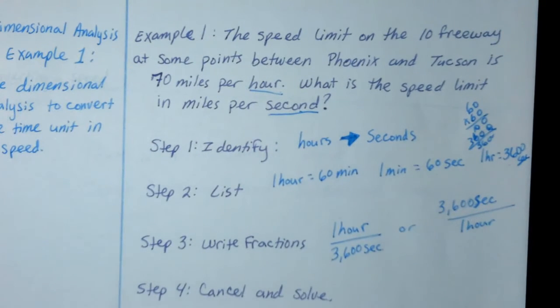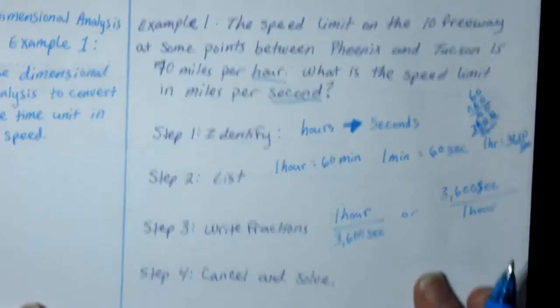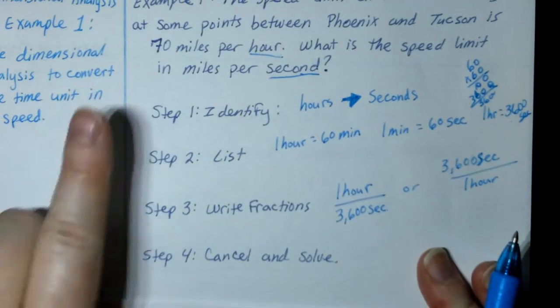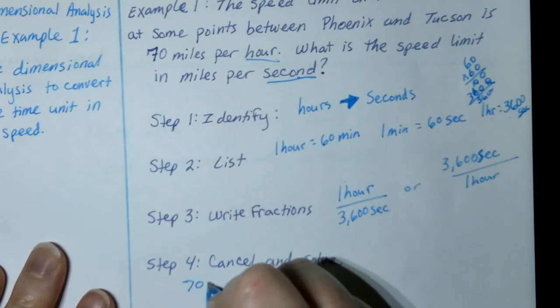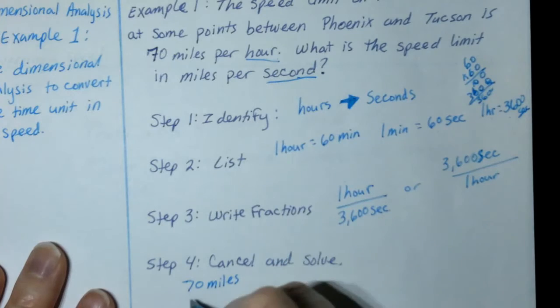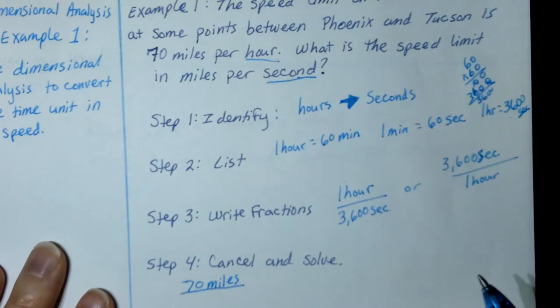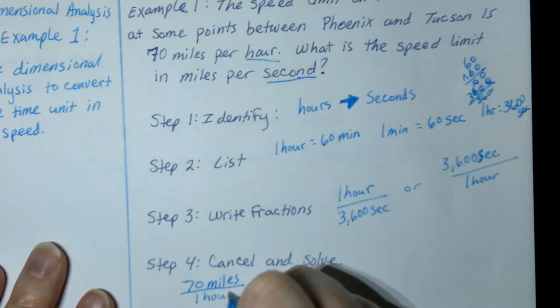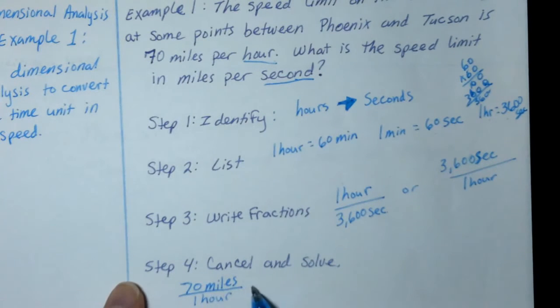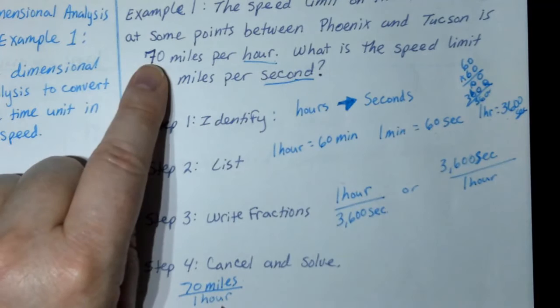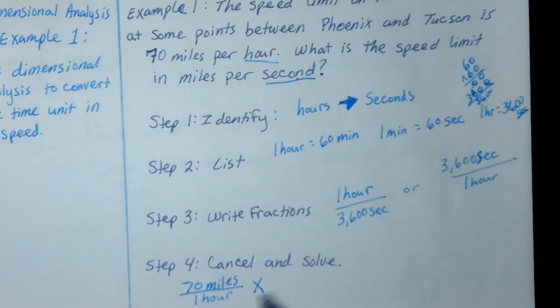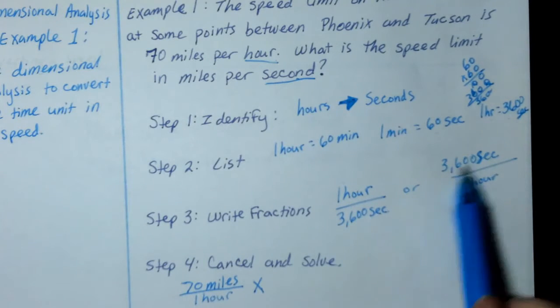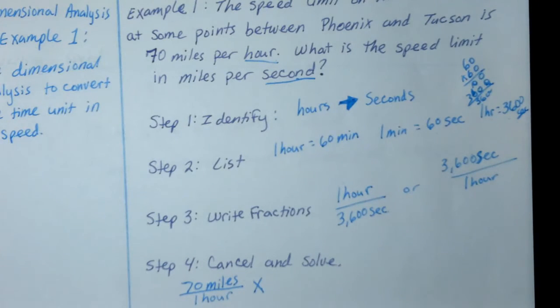So step 4, I need to cancel and solve. Well, let's start it out. We had 70 miles per hour. So I'm going to write that as 70 miles, and remember, you can read a fraction bar as per 1 hour. So 70 miles per 1 hour, 70 miles per hour. And then I'm going to multiply it by my conversion factor. Which of these should I choose? Which of these is going to cancel out the hour and leave me with seconds?